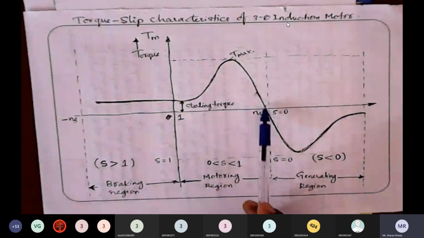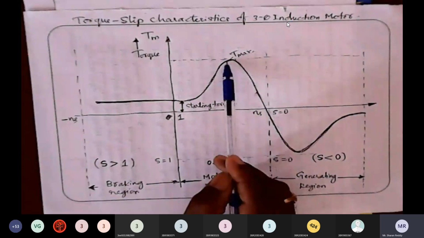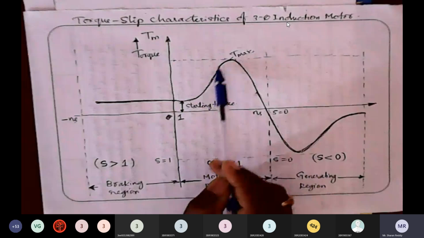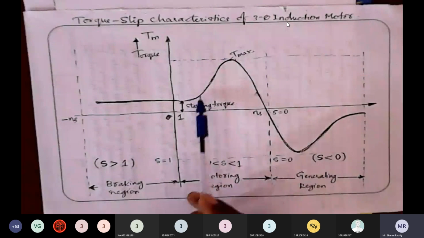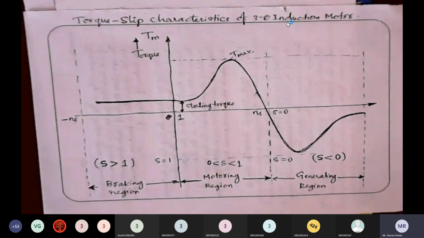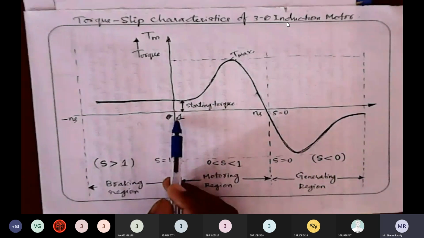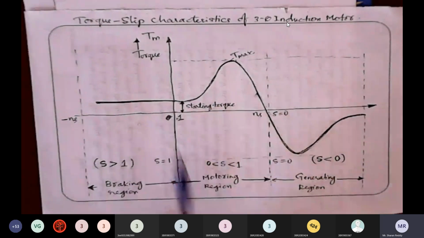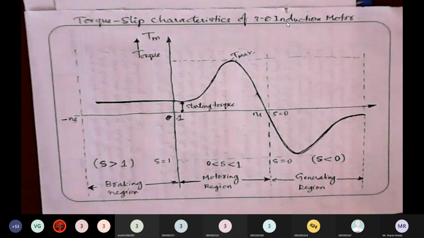As the slip increases, it is a straight line, it reaches the maximum, and with any further increase in the slip, the torque decreases. And it stops here. At 1, slip is 1, which we call the standstill condition.